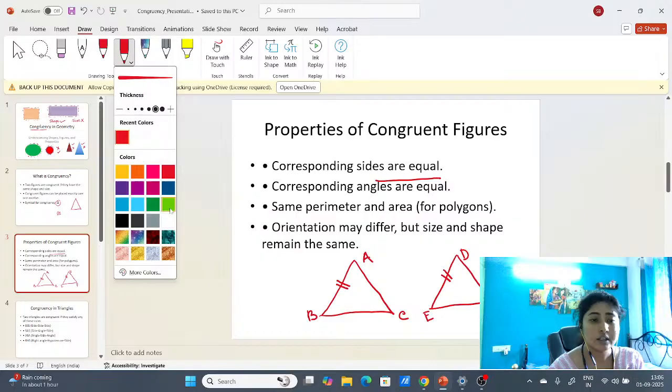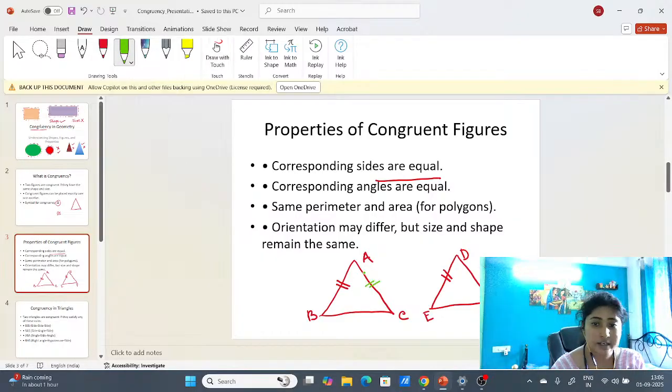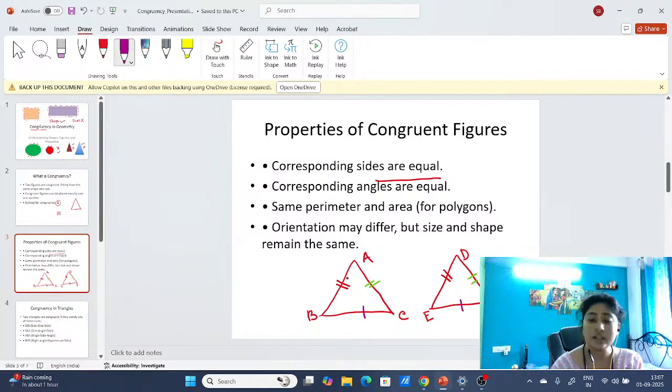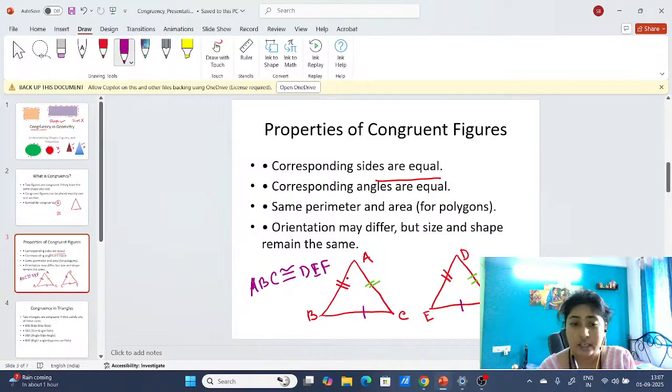Suppose these two sides are also equal, and suppose this side BC is equal to side EF. Then I can call them congruent triangles. Then I can say my ABC is congruent to DEF. But remember one thing, here the order is very important.